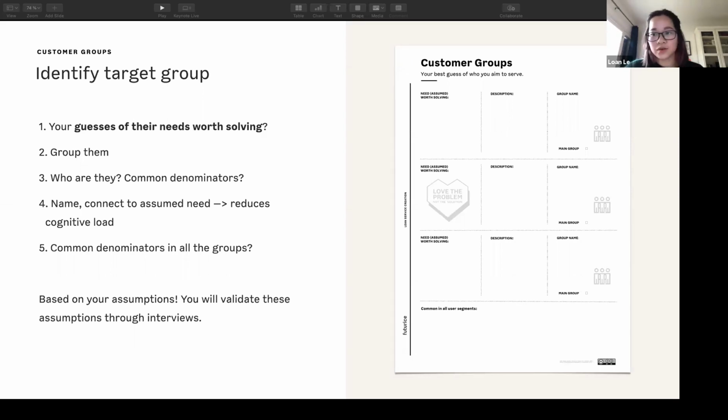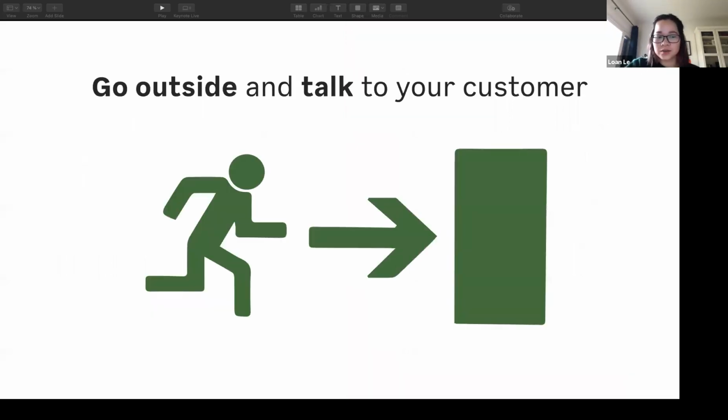When you have your customer group ready, the next step is to go outside and talk to your customers. Do interviews, collect insight. According to Google Design Sprint, the minimum, or the optimal number, is 5 interviews. That's where you start to see repeating patterns and then start to form insight, like insightful insight. Oh my God. Okay.